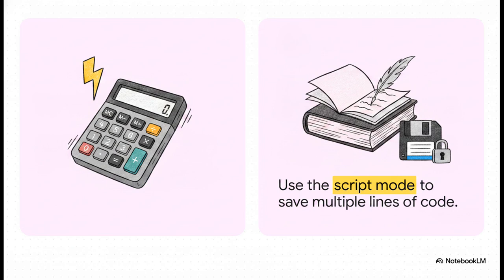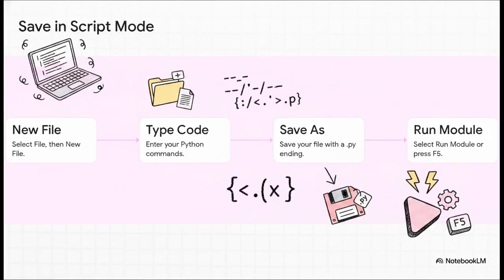Then we have script mode. Now, script mode is more like writing a book. You can type out lines and lines of code, save the whole thing in a file, and then run your entire story from start to finish whenever you want. Because of that, knowing how to save your hard work in script mode is absolutely crucial so you never lose it. And it's really just 5 quick steps.